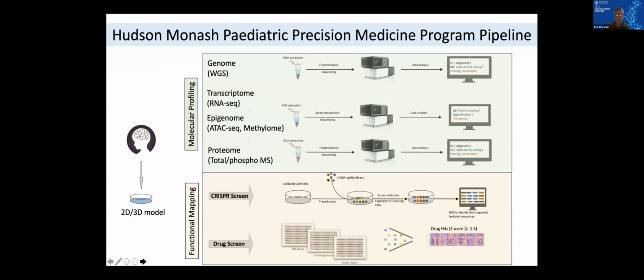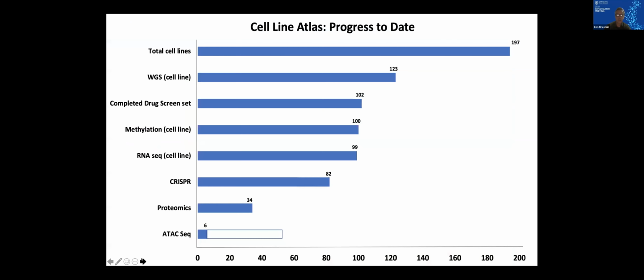In terms of our workflow, we conduct molecular profiling using whole genome sequencing, transcriptomics, and epigenomic analyses using DNA methylome and ATAC sequencing. We've also recently added total and phosphoproteome analysis. We then also perform screens, both CRISPR genetic knockout screens to identify therapeutic vulnerabilities, and drug screens using 3 separate libraries that comprise about 2,000 drugs.